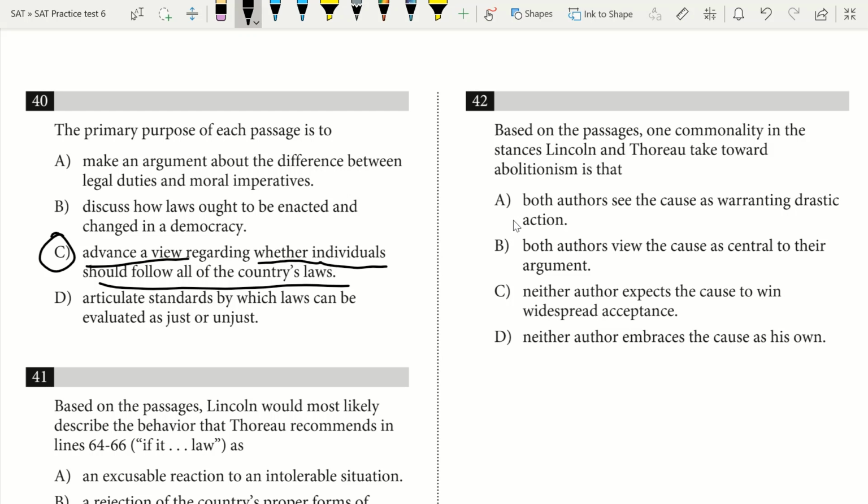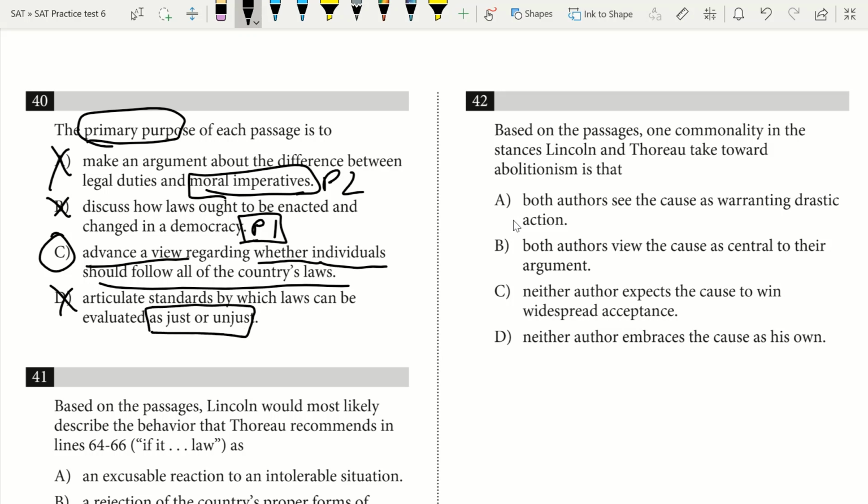As far as why A, B, and D are incorrect, let's go through that. A, make an argument about the difference between legal duties and moral imperatives. Only passage 2 really touches on moral imperatives, so since that's pretty much exclusive to passage 2, that's why A is wrong. B, discussing how laws ought to be enacted and changed in a democracy. This one is more so passage 1, and it's a very minor part of passage 1 and a minor part of passage 2. So that one's also wrong because we want to talk about primary purpose, not minor things. D, articulate standards by which laws can be evaluated as just or unjust. Really only passage 2 touches on that a little bit, and really neither one really touches on it. So this one's kind of unrelated. So unrelated is why that one's wrong.